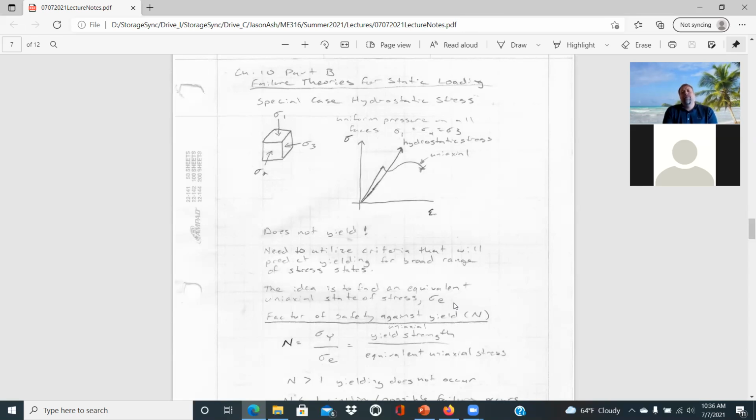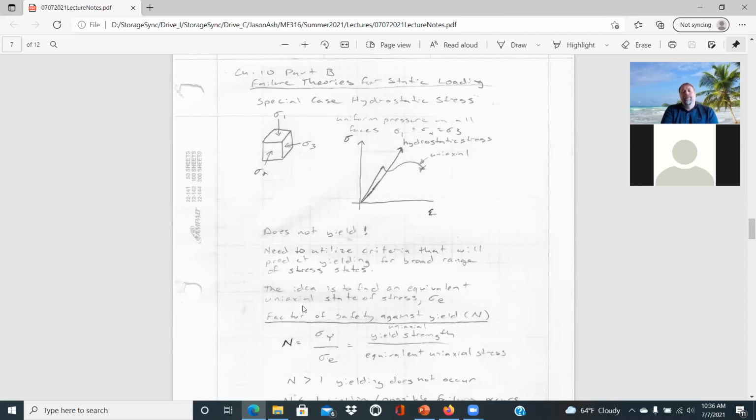And so what we really run into with failure theories for static loading is just that materials behave differently based on the loading they're subjected to. If you have a simple case of uniaxial loading, the material is going to behave differently under a biaxial or triaxial state of stress.